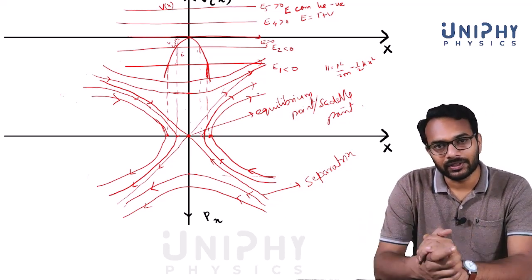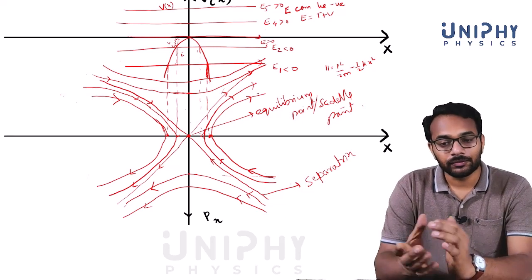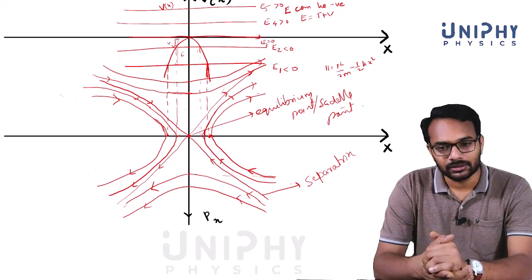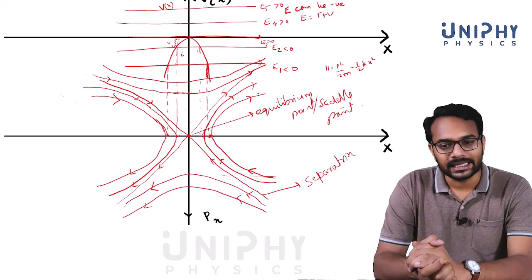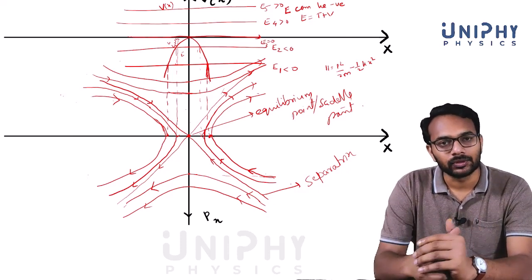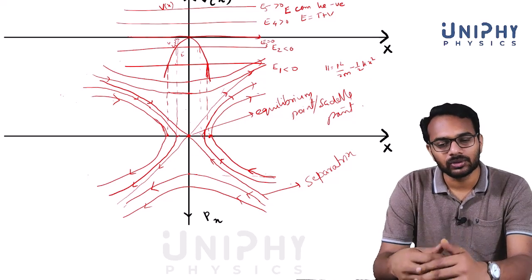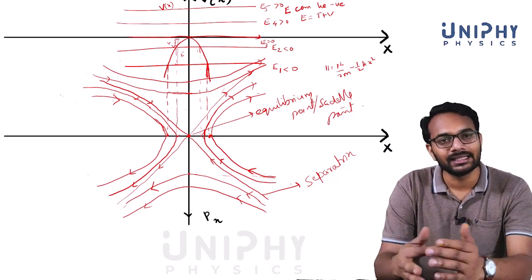All right, different phase space portraits will be given. If you are able to roughly plot it like this, you need not be really good at drawing or anything. If you are able to roughly plot it like this, then you can choose the correct answer from the options.